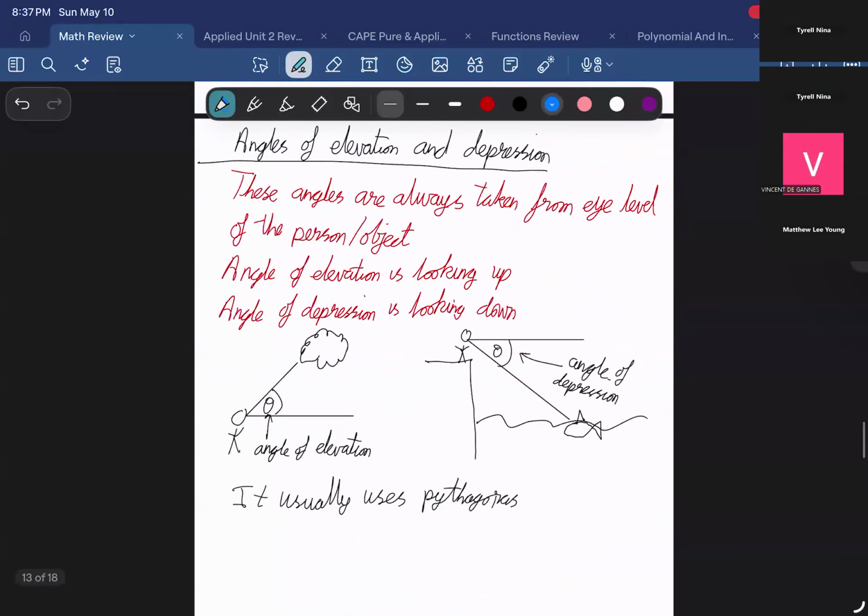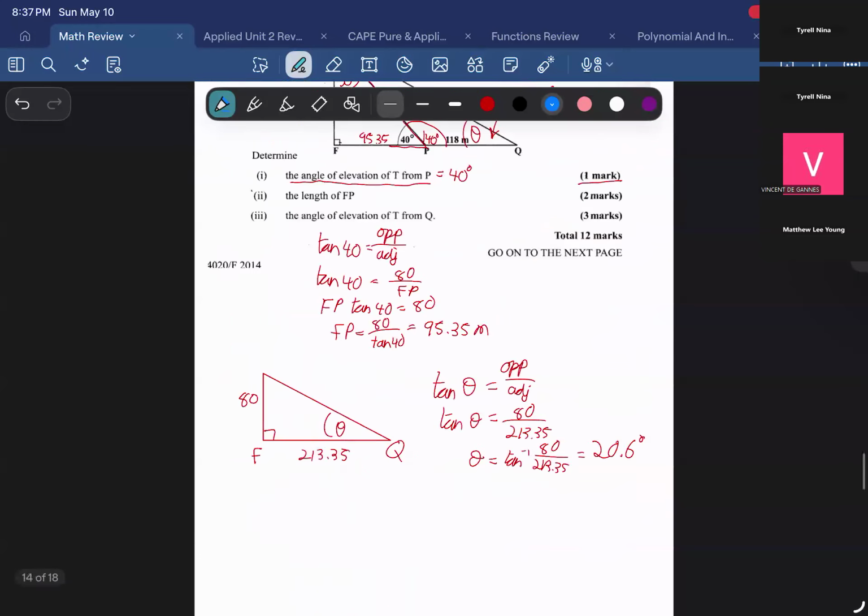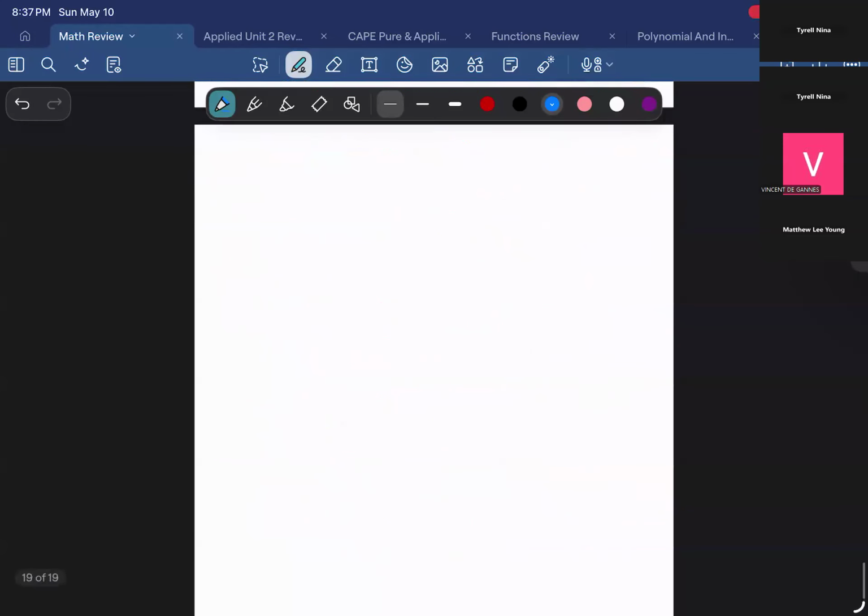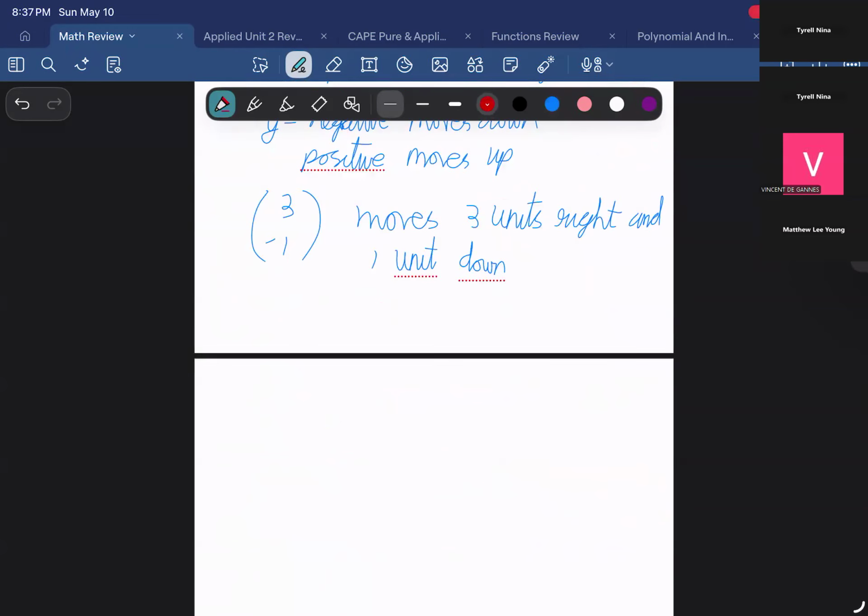The next one was circle theorems. All right. This is the one that always comes, circle theorem.